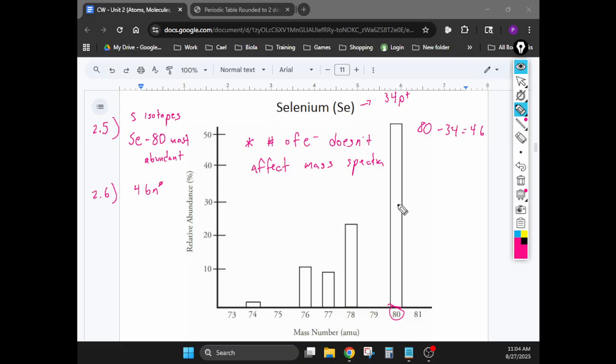So, for example, in our pillar right here, selenium 80, okay, you might have selenium, and this is just an example, you might have selenium 2+ in there, you might have selenium -1 in there, you might have selenium 4+ in there, so on and so forth. Okay, you might have different ions in there, but you're gonna have the same mass numbers, the same isotopes. Okay, so keep that in mind. Electrons do not affect the mass spectra. This is only based on the protons and the neutrons.